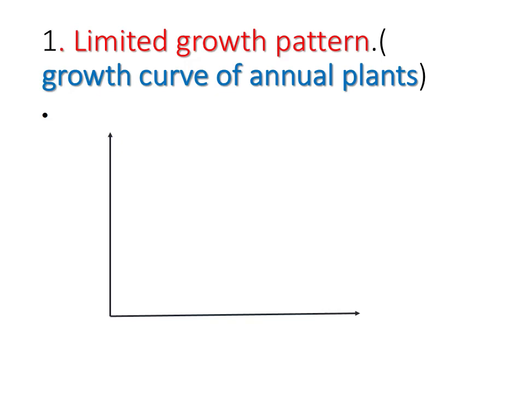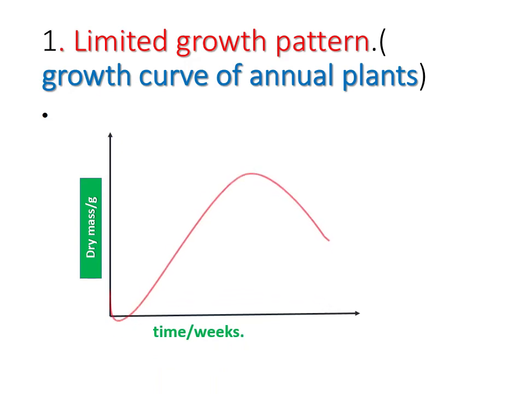We can represent a limited growth pattern by using a graph. For example, we can draw the curve for the growth of annual plants like maize or pea plants, and if we draw the graph of the dry mass in grams against the time that we measured in weeks, we obtain the graph of this nature.